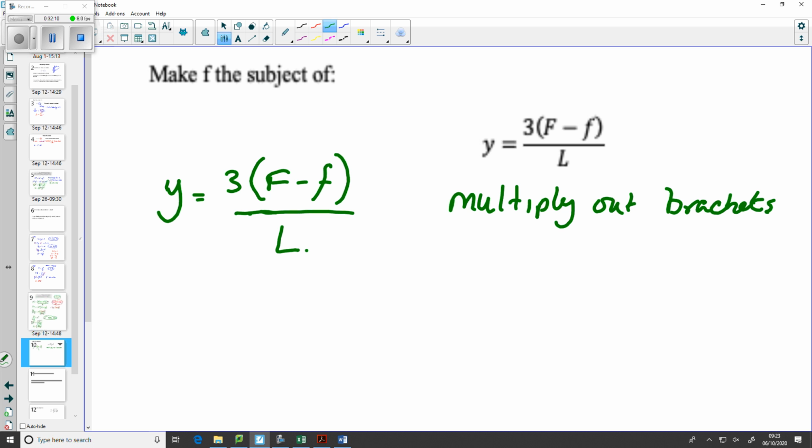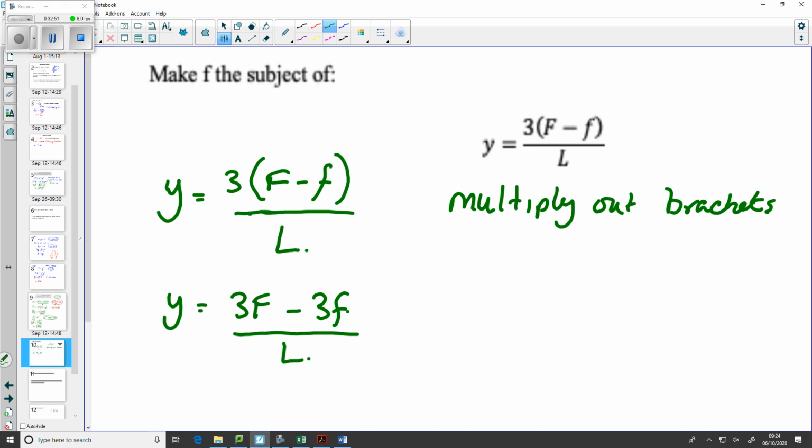The issue here is, well, you could do something else first. The issue here is we've got to separate this capital F and this little f in here. So if we multiply out the brackets, we end up with y is 3 capital F minus 3 little f, all over L. I'm trying to make the lowercase f the subject. What are we going to do next?